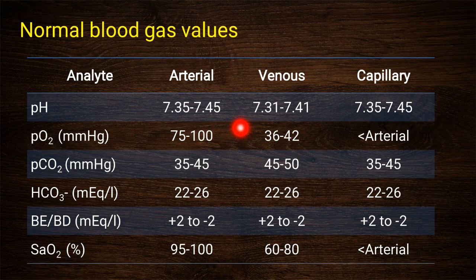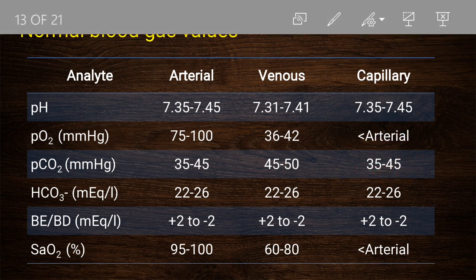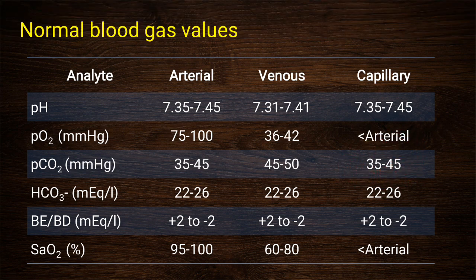So PO2 is 75 to 100 mmHg in arterial blood, whereas venous PO2 is 36 to 42, whereas capillary is less than arterial, that is, less than 75 to 100. PCO2, the partial pressure of carbon dioxide, is 35 to 45 in arterial blood, whereas in venous blood it is 45 to 50, because carbon dioxide is more in venous blood. Capillary is 35 to 45, the same as arterial.